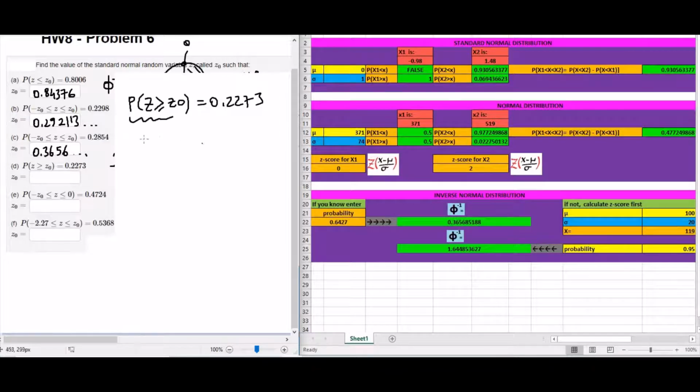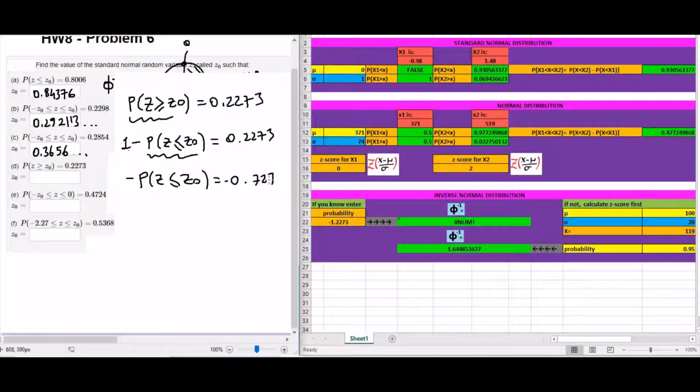We know that this probability is equal to 1 minus P(Z ≤ z0), because we need to take the complement. And we need to isolate this term. Now we're going to subtract 1 on both sides. So negative P(Z ≤ z0) is equal to this value minus 1, which is negative 0.7727.